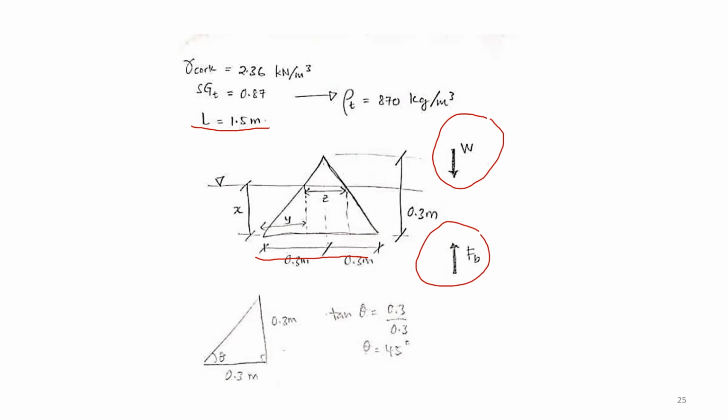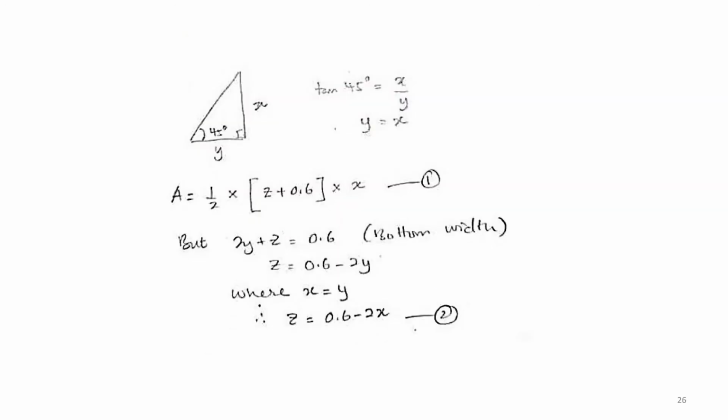So tangent theta is 0.3 over 0.3. So we should know the angle here is 45 degrees for the triangle. Okay, then we need to calculate the VD. So before we find the VD, we need to settle for A, because VD is area times the length. Okay, so just now we were calculating for the bigger triangle. So this one is the smaller triangle at the bottom. So this is the picture, that trapezium, that we need to measure the volume.